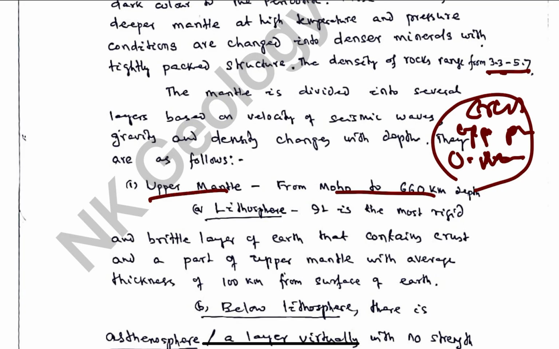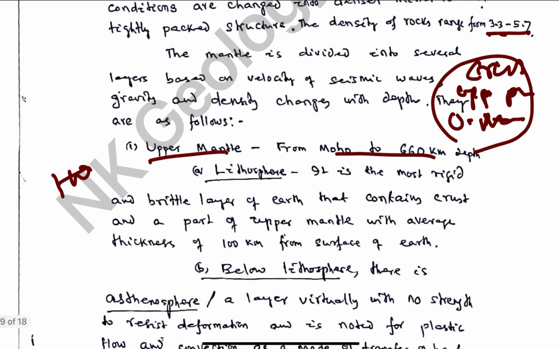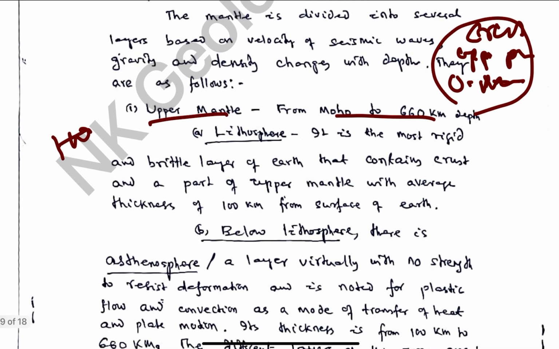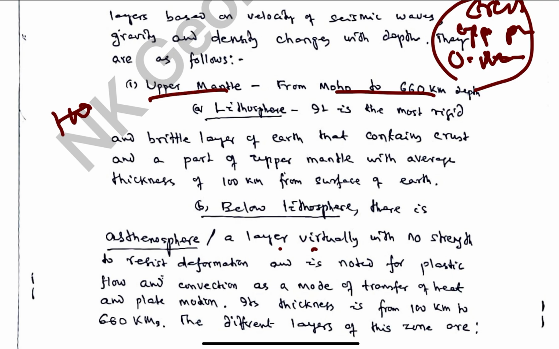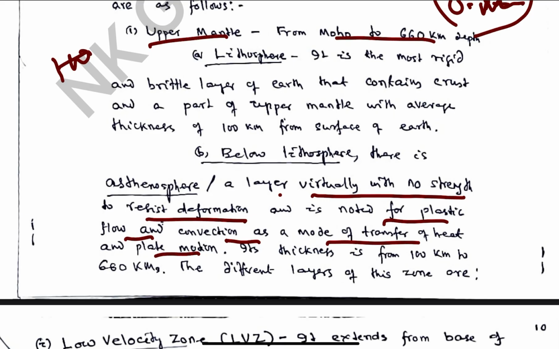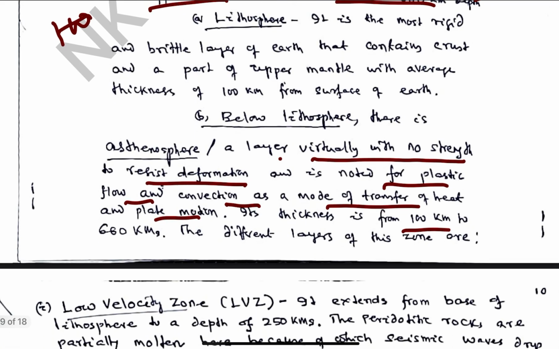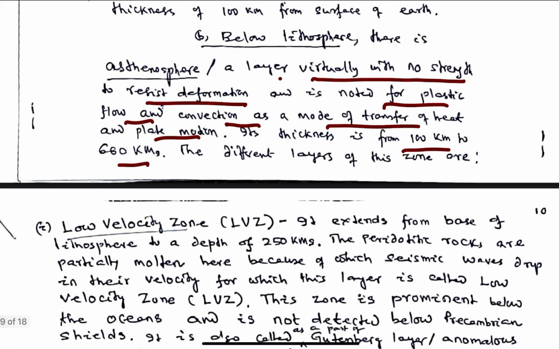Lithosphere goes up to a depth of 100 kilometers from the surface of the earth. It is breakable, rigid, strong, and it has made the plates, lithospheric plates. Below the lithosphere there is the asthenosphere, which is a layer virtually having no strength to resist deformation and is noted for plastic flow and convection as a mode of transfer of heat and plate motion. Its thickness is from 100 kilometers to 660 kilometers, and it presents different layers.